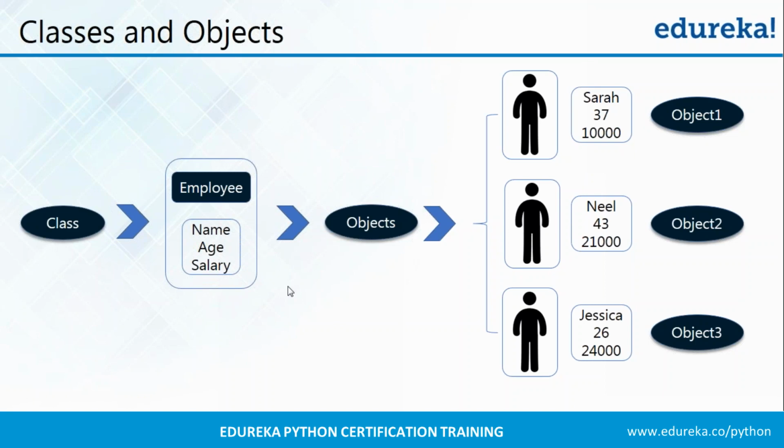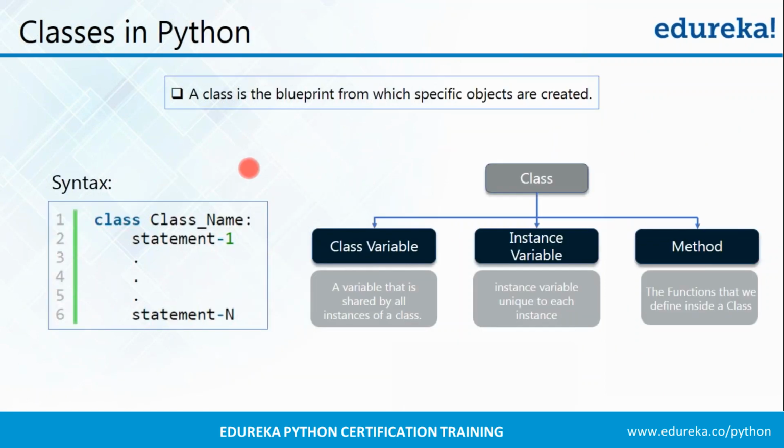Alright, thank you guys. So we'll move forward and we'll see how to actually create a class in Python. So this slide actually tells you how to create class in Python. So I've given a syntax over here in which you have to first write class, then give a name, and then various variables and functions that you are going to define in your class.